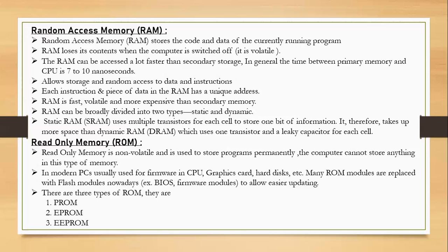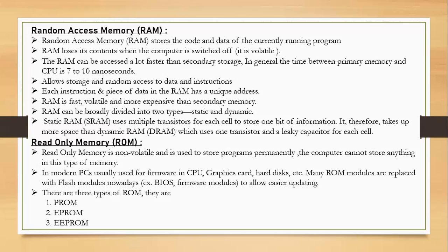Volatile means when the computer is switched off, its contents are going to be erased. RAM is fast, volatile, and more expensive than secondary memory. RAM can be broadly divided into two types, as I mentioned, static and dynamic: SRAM and DRAM, static RAM and dynamic RAM.